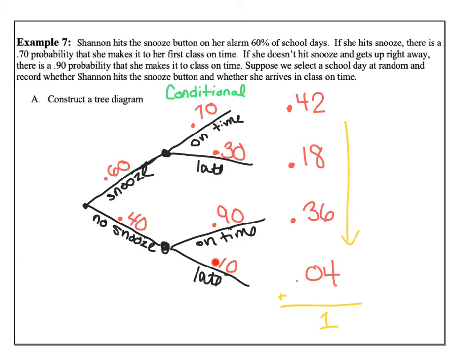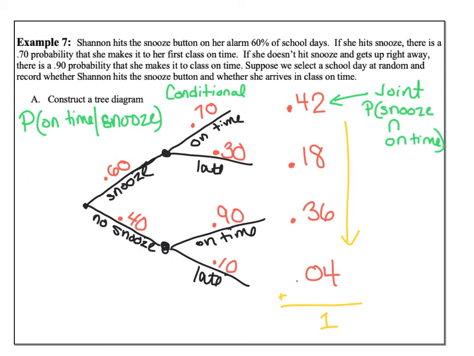Now each of these probabilities on the second branch, like this 0.7, is a conditional probability. Specifically, that 0.7 would be the probability you're on time given you hit the snooze. Whereas these probabilities out here, this is your joint probability or your intersection, the probability that you hit the snooze and you're on time. Understanding that big idea will help you with individual questions.